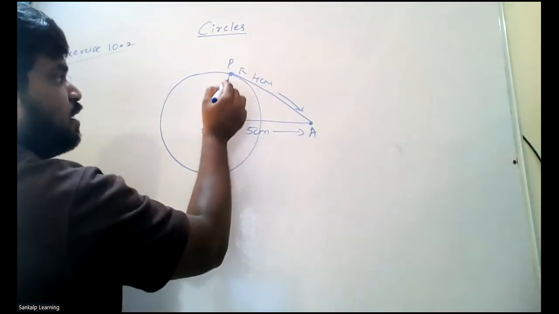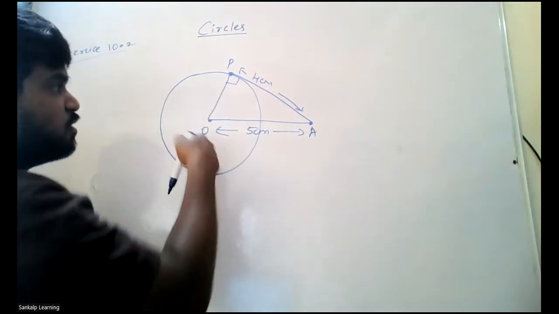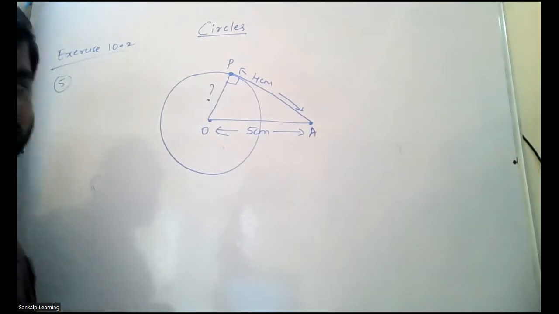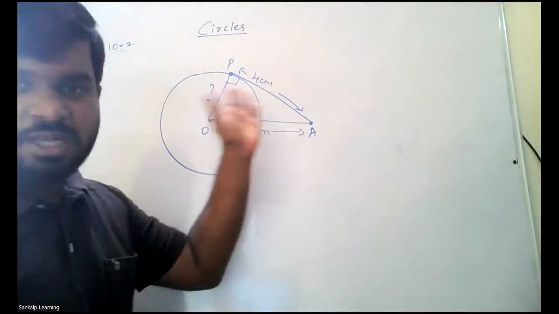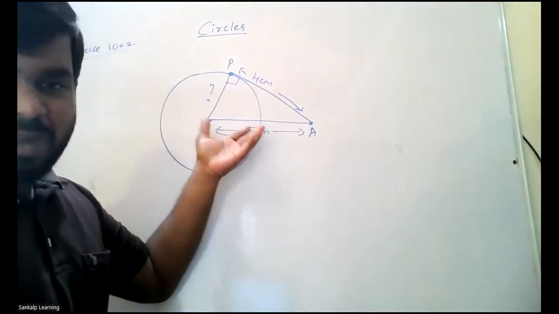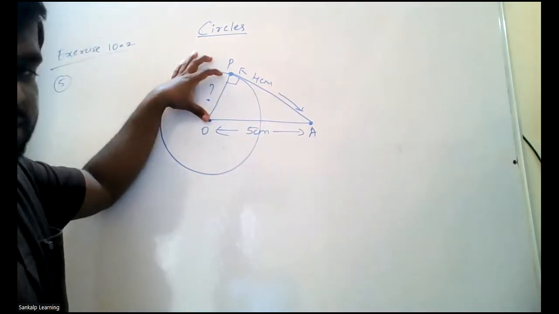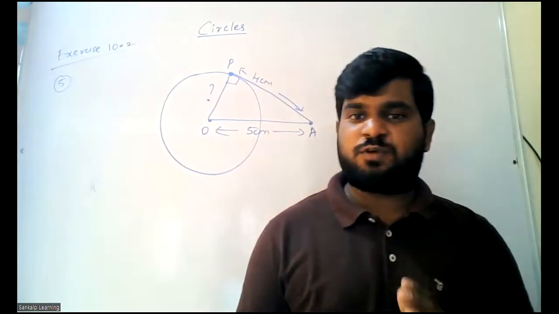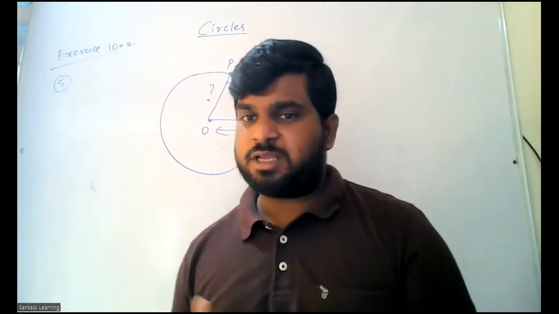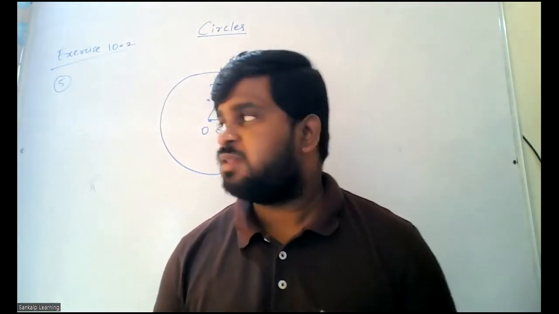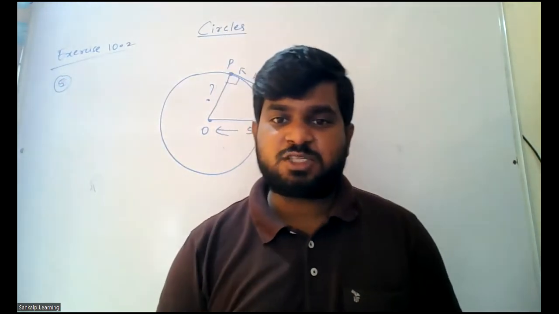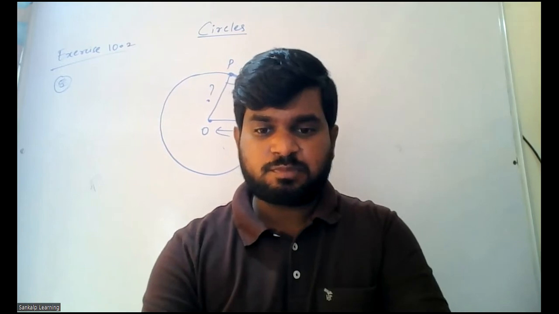We have to find the radius of the circle. Let me take it as P. Here it is 90 degrees because radius and tangent are perpendicular to each other. We have to find this. We have already solved such type of problem. Use Pythagoras theorem. You'll get the answer. And the answer should be 3 centimeters. I'll give it as a task for you students. Try it because I've already solved such type of problem. This is 6th one. So let's get into the next question. 7th one.